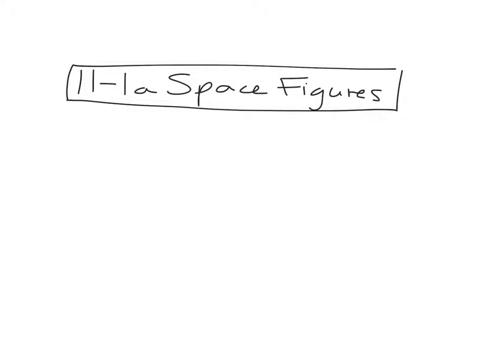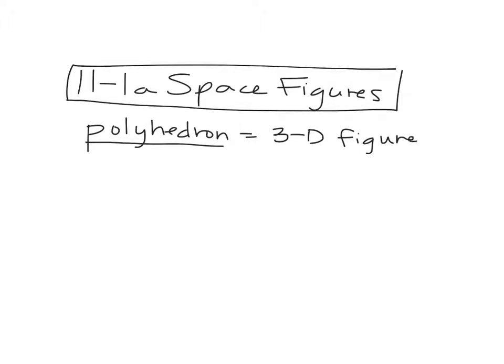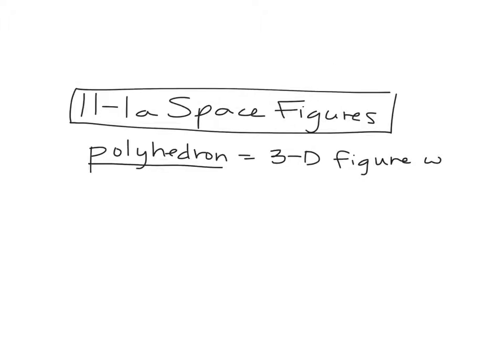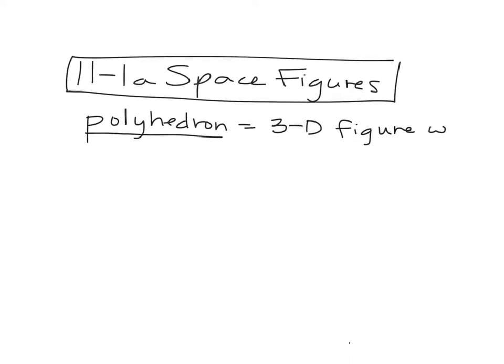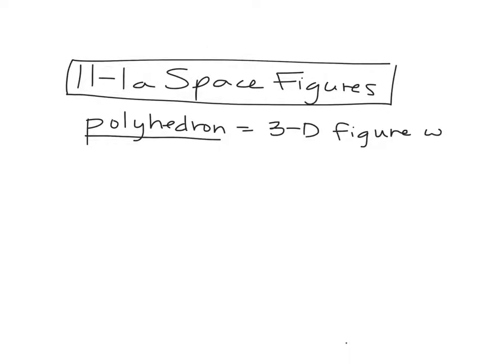So the term that we're going to use here is polyhedron. And a polyhedron is just a space figure, so a three-dimensional figure. This app updated, and it just does not like me anymore. A three-dimensional figure, we'll do this. Three-dimensional figure whose surfaces are polygons.